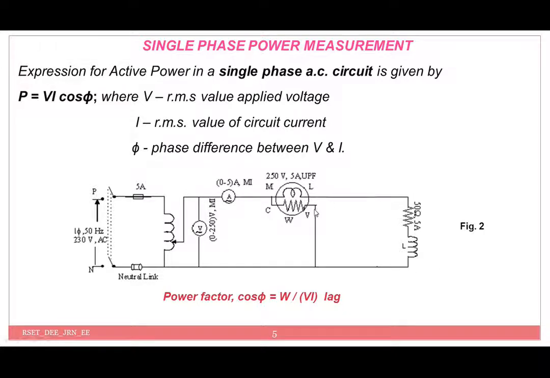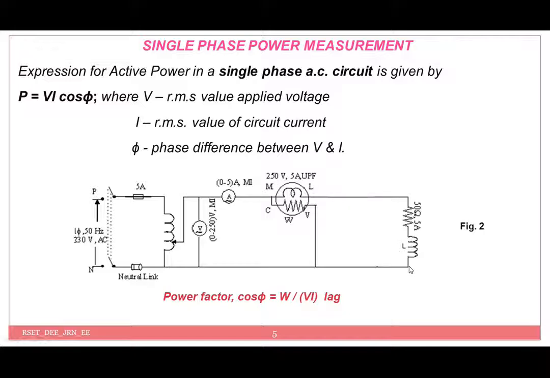So this will give you directly the active power consumed by the load, and actually power is consumed in the resistance alone. This represents my wattmeter, and since it measures active power VI cos phi, how do we write the specification? For the voltage aspect, since it is single phase 230, you can write the range as 250 volt.